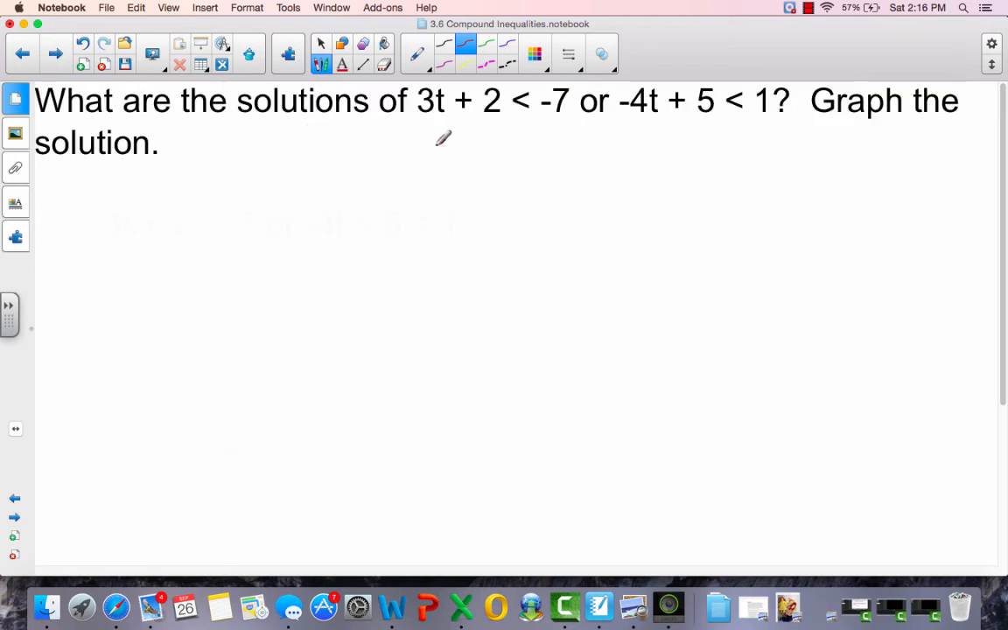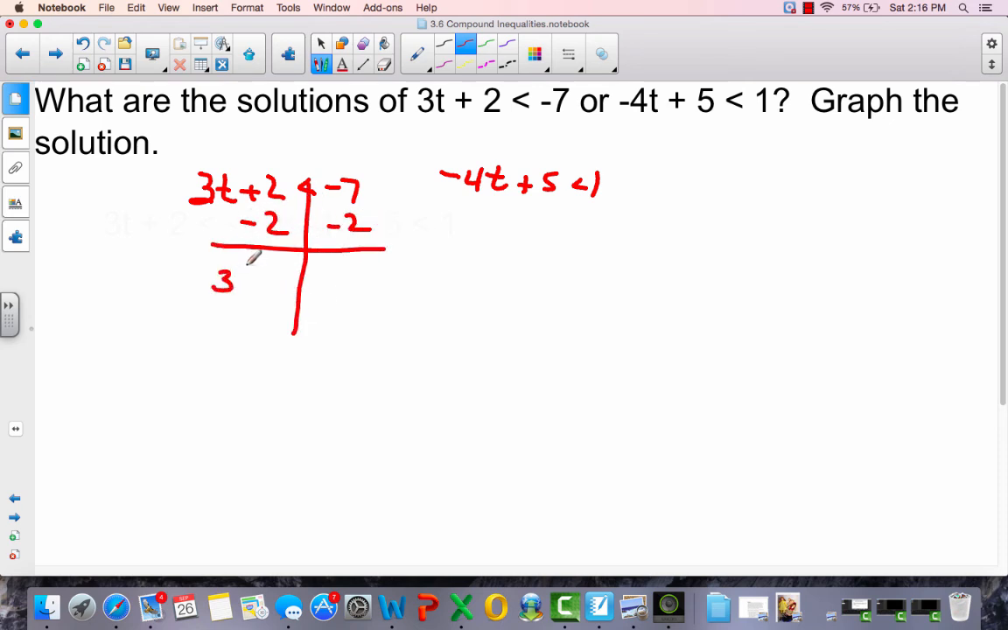Okay, what are the solutions of 3t plus 2 is less than negative 7 or negative 4t plus 5 is less than 1, and graph the solution? Now this is an OR one. So this one you don't do simultaneously, you do them individually. So we solve: minus 2 and minus 2. 3t is less than negative 9. Divide by 3, divide by 3. t is less than negative 3.